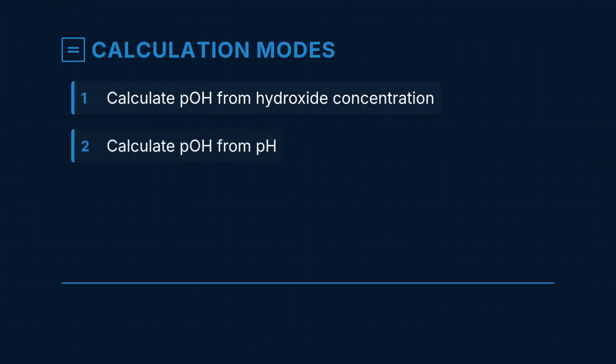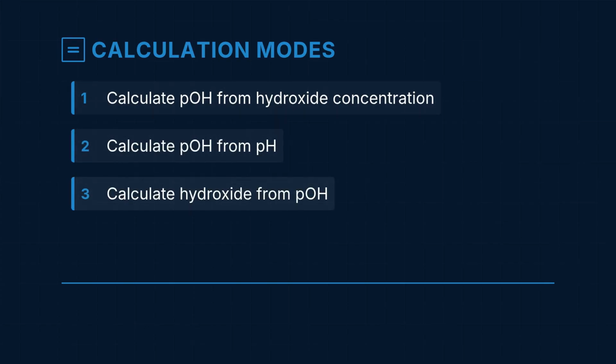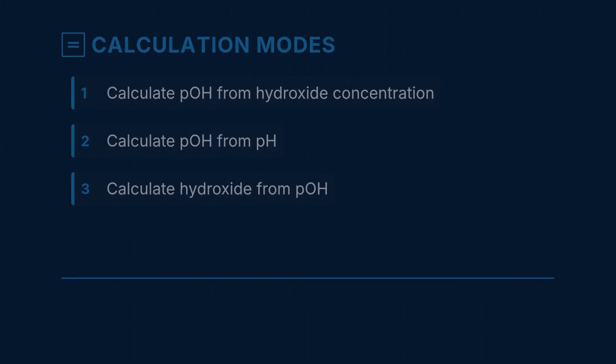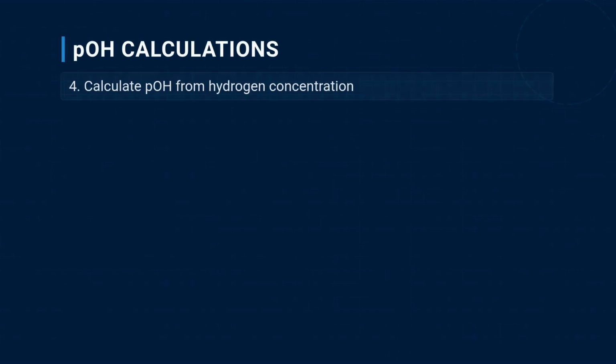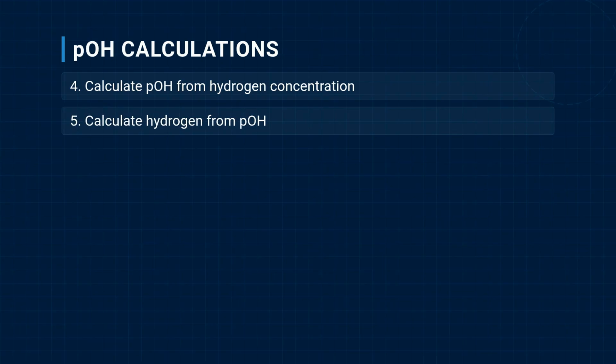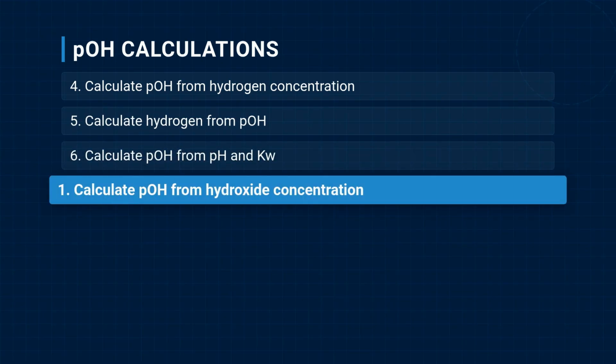Calculate pOH from hydroxide concentration. Calculate pOH from pH. Calculate hydroxide from pOH. Calculate pOH from hydrogen concentration. Calculate hydrogen from pOH, or calculate pOH from pH and Kw. For this demonstration, I'm using Calculate pOH from hydroxide concentration.